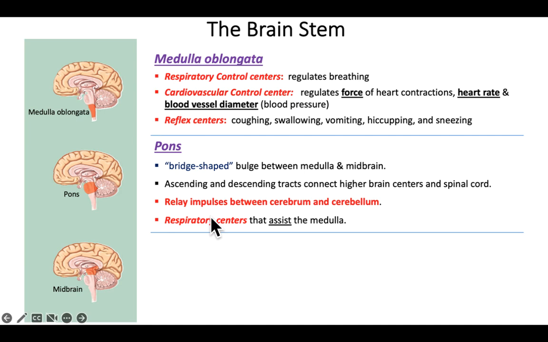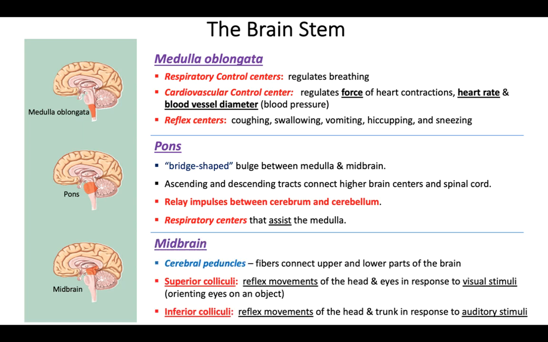So there's a lot of little centers that regulate breathing. Breathing isn't just rate, it's also depth. The pons is involved in modifying your breathing, not just the rate, but more the depth of breathing.